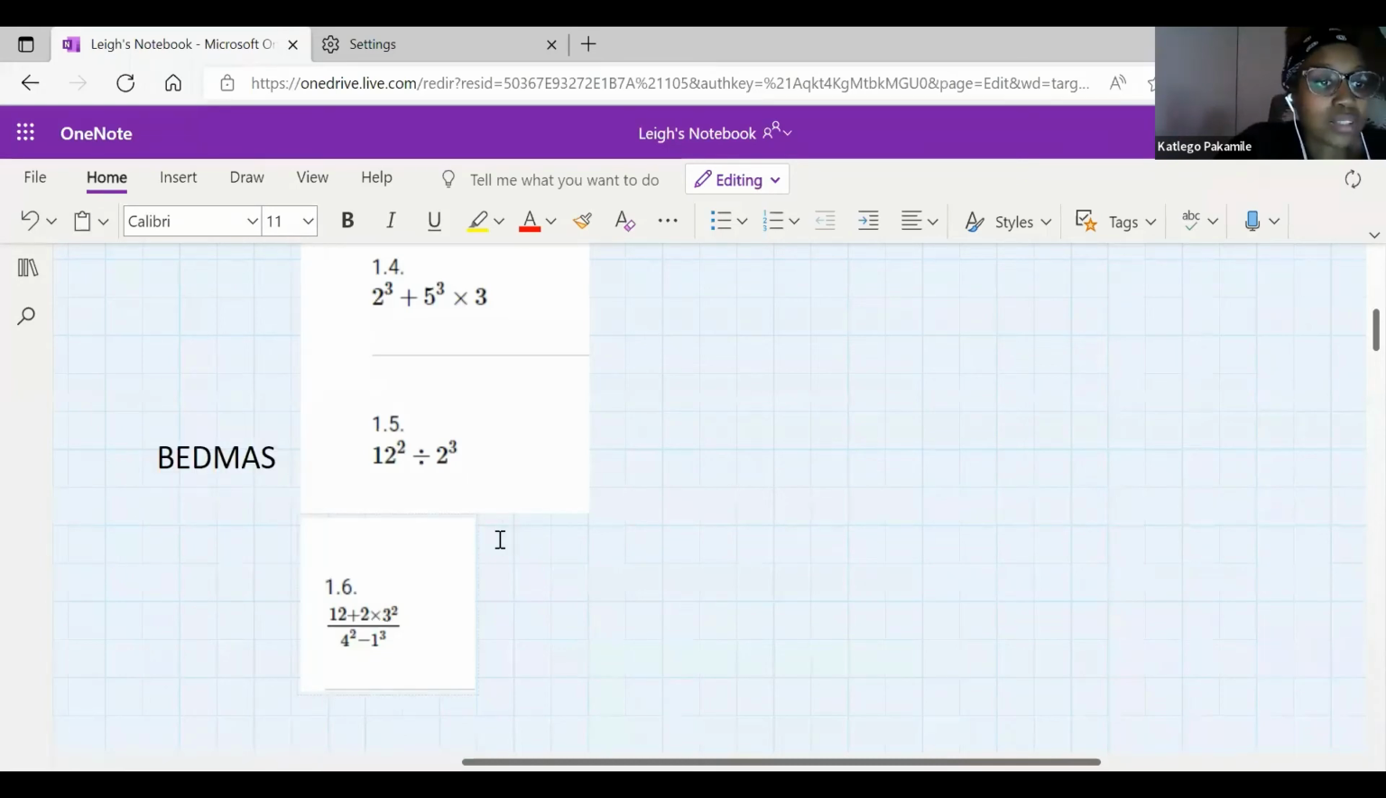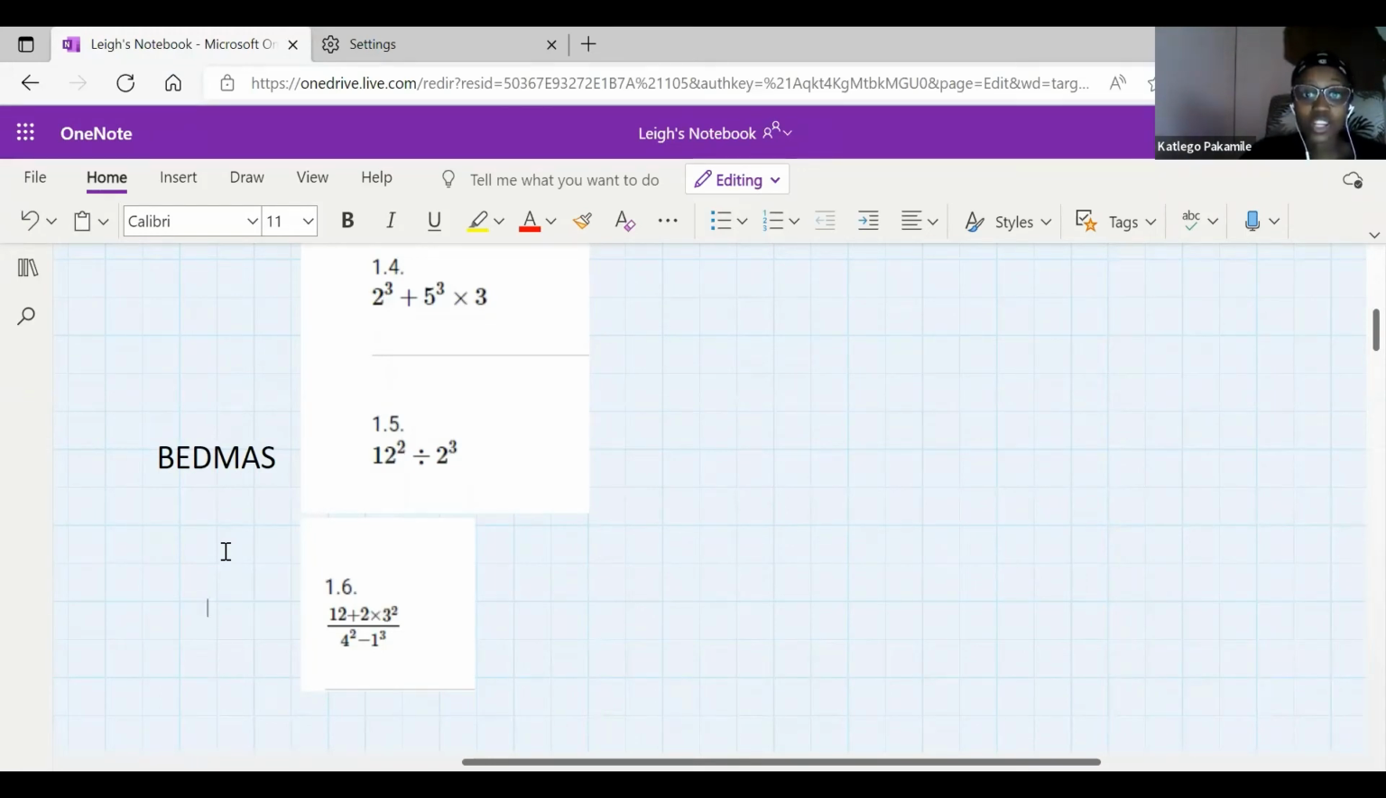So BEDMAS, remember: B brackets, E exponents, D division, M multiplication, A addition, and S subtraction. So with 1.5, we do not have brackets. We only have exponents, which is the 12 squared and the 2 cubed. We do have division. So which one is first? Is it the exponent or the division? The exponents, right? So you first solve the exponents and then you do the division.